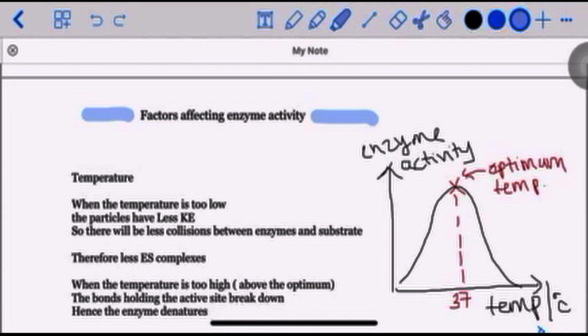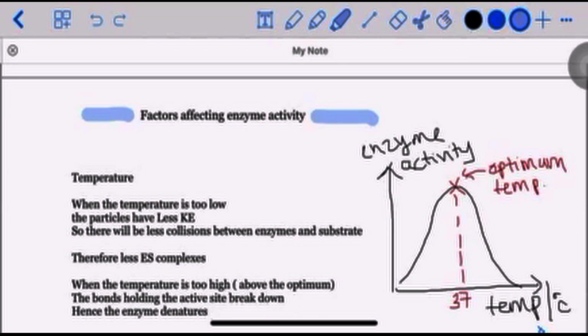In this video, I'm going to talk about the factors affecting the enzyme activity. So I'll be talking about 3 important factors, and also you have to remember there are more factors that affect the enzyme activity. I will only be talking about the basic factors. Let's start off with temperature.